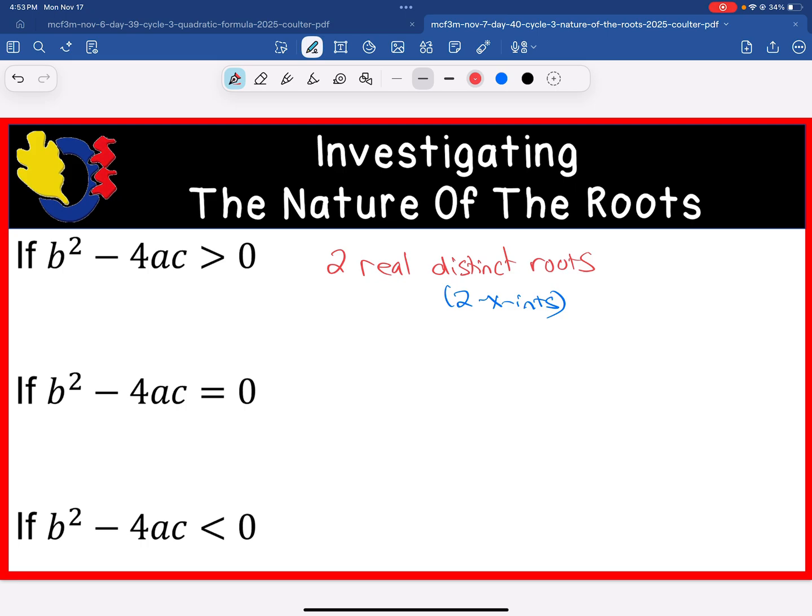If the discriminant, b squared minus 4ac, is equal to 0, we have one real root. Or in other words, one x-intercept. And then if the discriminant, b squared minus 4ac, is less than 0, we have no real roots. So in other words, we have zero x-intercepts.